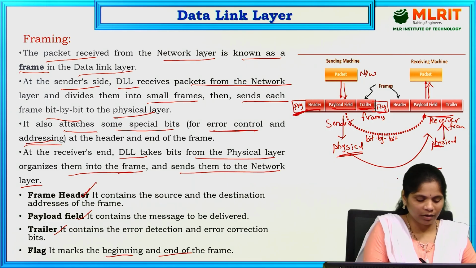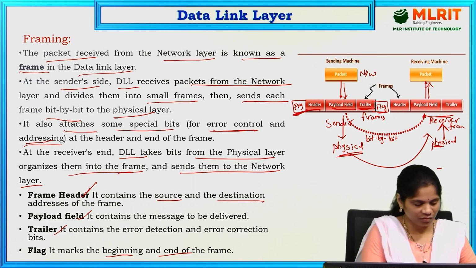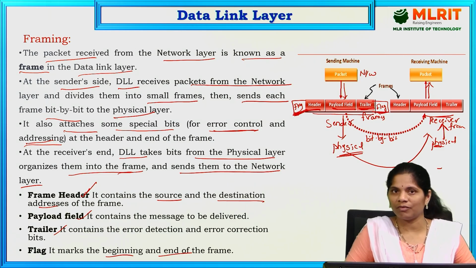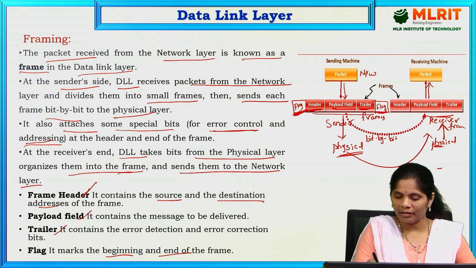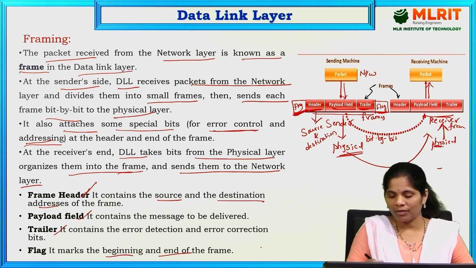And coming to the header, what is the header here? It contains the source and destination address of the frame. Suppose this is the total frame: the flag tells that this is the starting of the frame and this is the ending of the frame. The header gives the source address as well as the destination address. What is the source address? Which device do I have to send the data to? What is the exact address? Those come under the header.